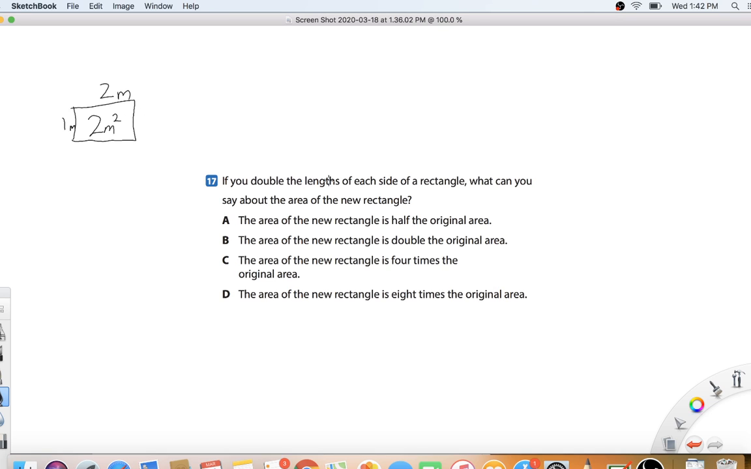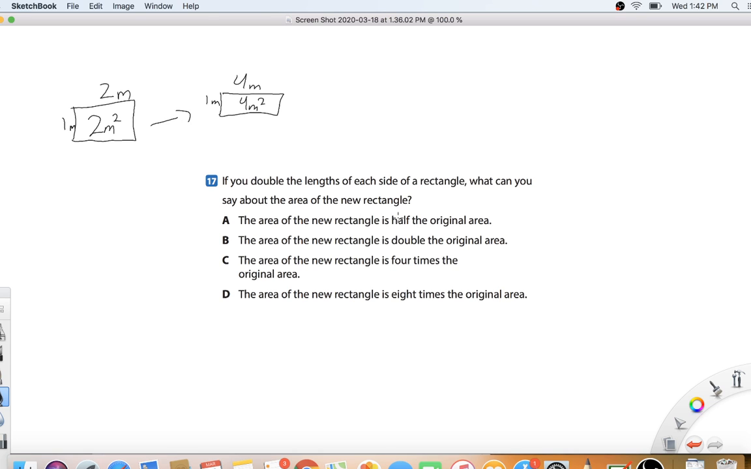Now, it says if I double the lengths of each side. So let's double 2. So I would have 1 meter still, and if I double 2, I would have 4 meters now. So what is 4 times 1? 4 meters squared. Okay, now let's see the area of the new rectangle, which is this one.